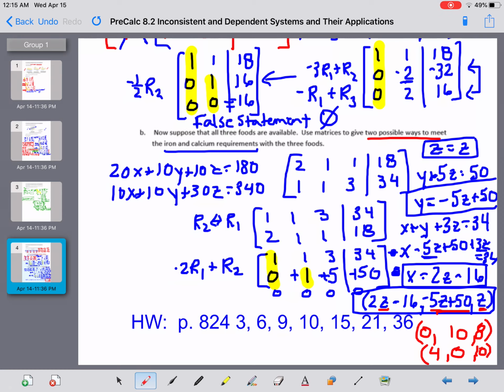All right, you'll notice on my homework that I was very picky and I chose specific problems here: 3, 6, 9, 10, 15, 21, and 36. And the reason I did is so that you could get practice at each type of system. So please try those systems, work on them, send me an email, send me something in the stream if you're confused, and if we need to, we'll do a couple of them together so they make a little more sense. Good luck.